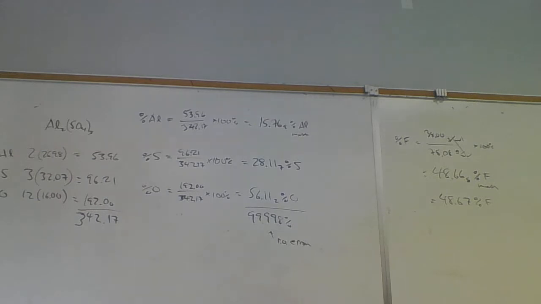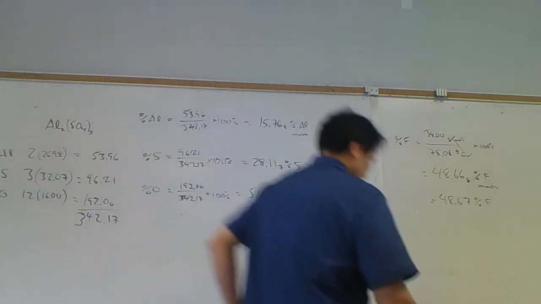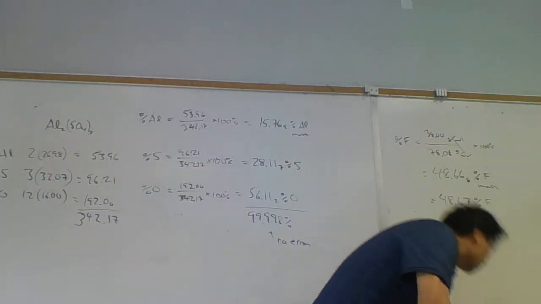So they got 15.77%, 28.11%, 56.12%. Their numbers came out a little bit different than ours, but they got 100%. Did they really get 100%? Well, it does look like it. This looks like it adds up to 100%, which is nice. We didn't. It's not a problem.